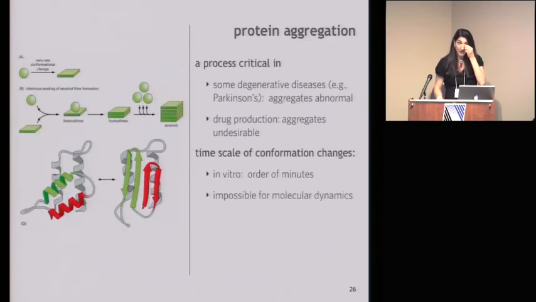Another very hard problem is that of protein aggregation. This is the fact that proteins can sort of cluster together and form little sort of crumbs, okay? This is involved in some degenerative diseases like Parkinson's, where, of course, the formation of these aggregates is abnormal. And it's also involved in the production of drugs where the aggregation process is undesirable because it produces clumps that you don't like.